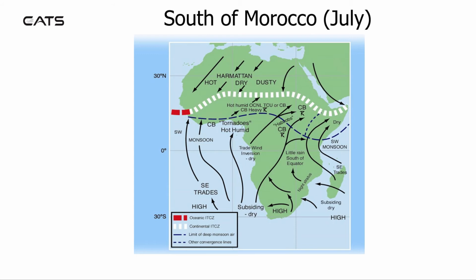South of Morocco, July. The ITCZ is well north, reaching as far as southern Egypt. North of the ITCZ will be hot, dry, dusty winds, known as the Harmattan. South of the ITCZ will be the southwest monsoon, which combined with the southeast trades can produce CUs and CBs.